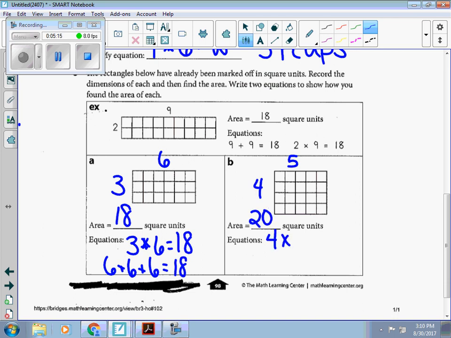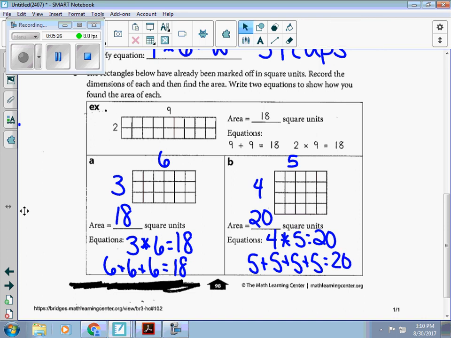My equation is 4 times 5 equals 20. Or I could say 5 plus 5 plus 5 plus 5 equals 20. And that's it for tonight's homework.